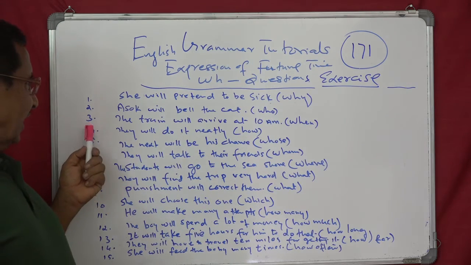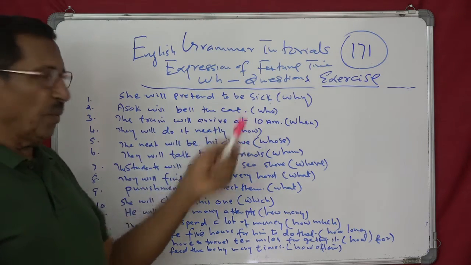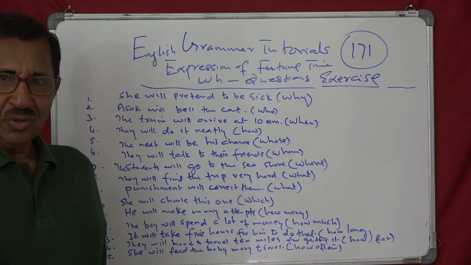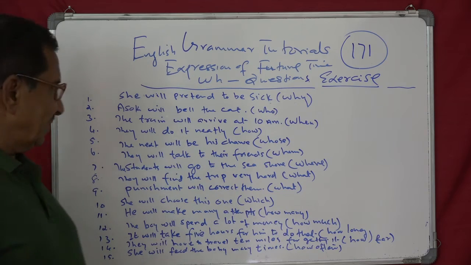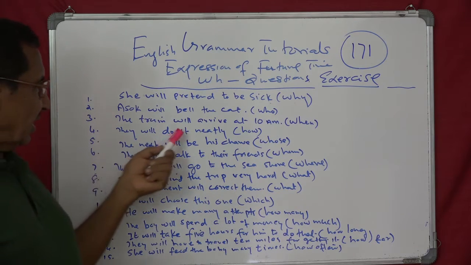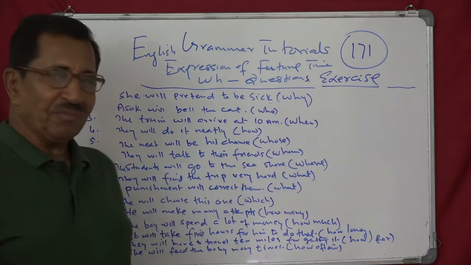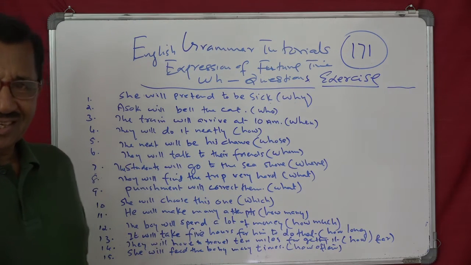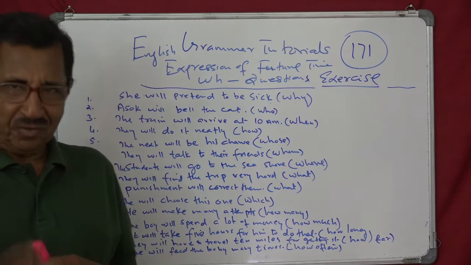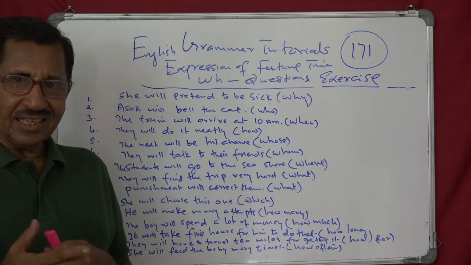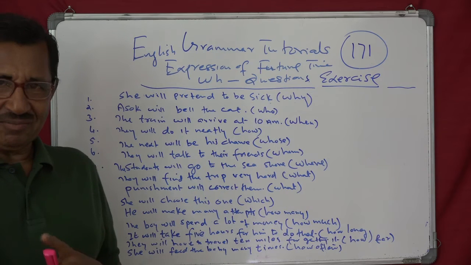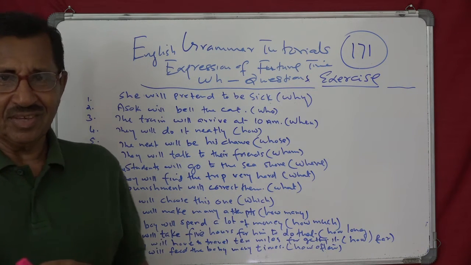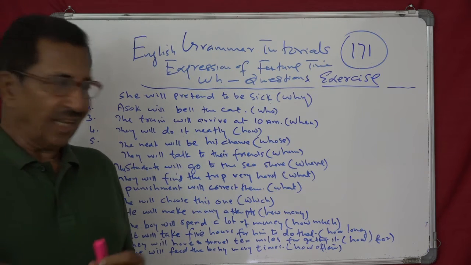Second sentence, Ashok will bell the cat. Who will bell the cat? Next, the train will arrive at 10 a.m. The question word is when. If you proceed step by step, first say, will the train arrive at 10 a.m.? Then, when will the train arrive? Then the answer will be 10 a.m.